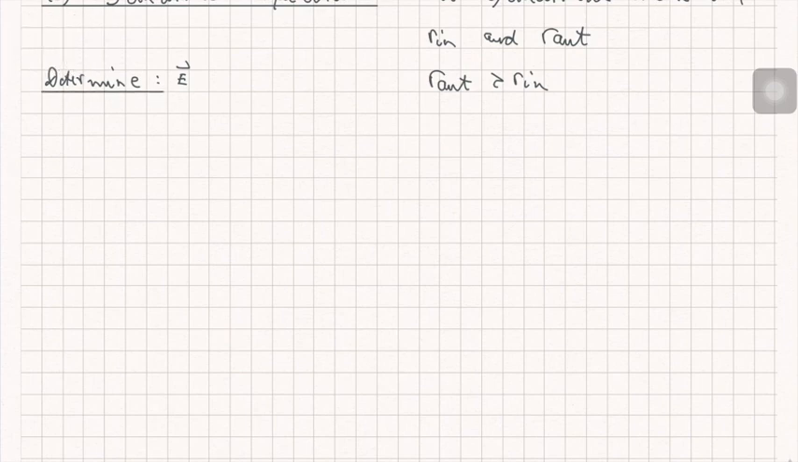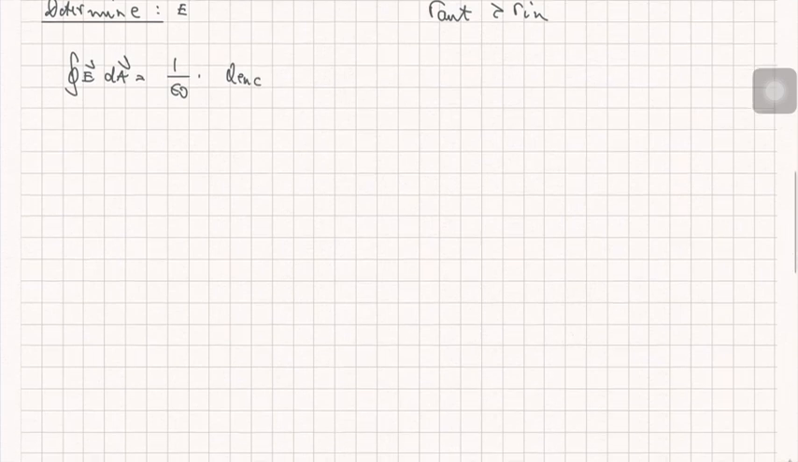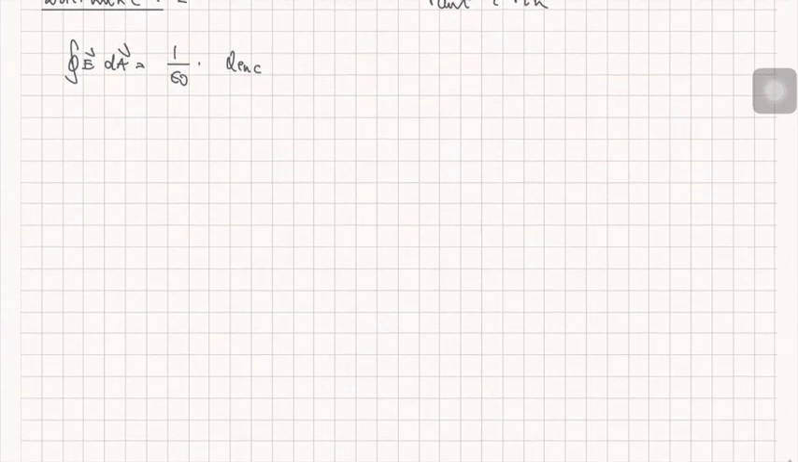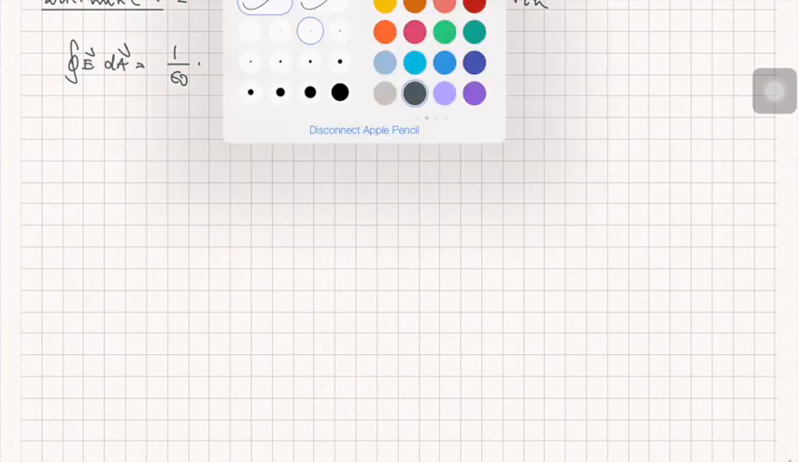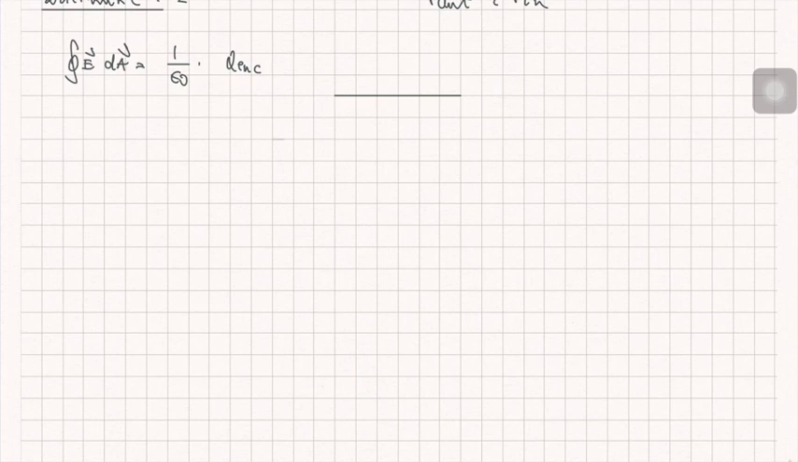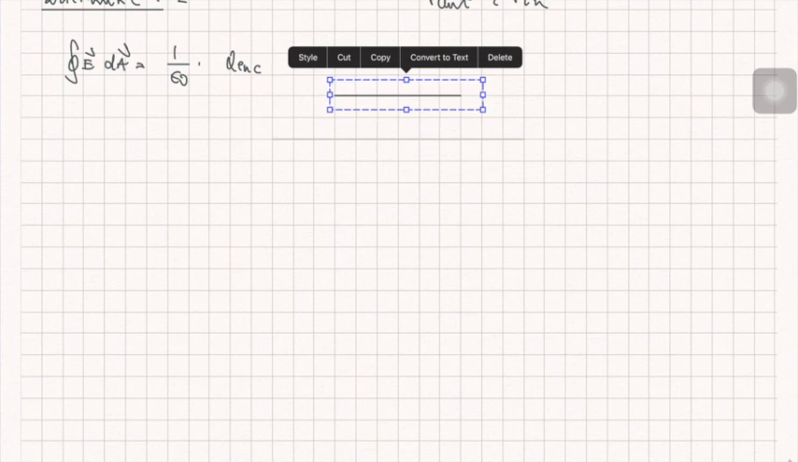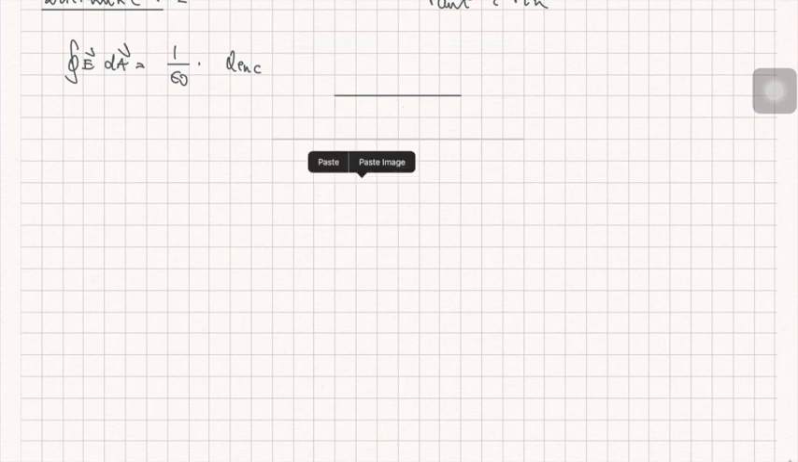So what's the idea here? Well, we apply Gauss's law, the integral of E dA equals 1 over epsilon naught times the enclosed charge. So now, let me make a sketch here. You have one cylindrical shell. Here would be the center, and here would be the other side.